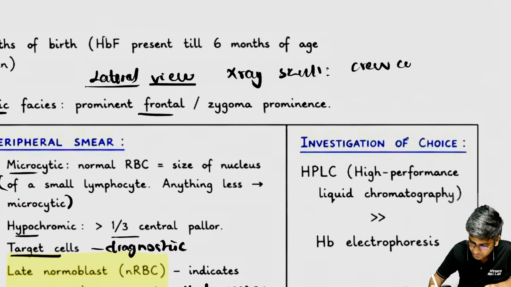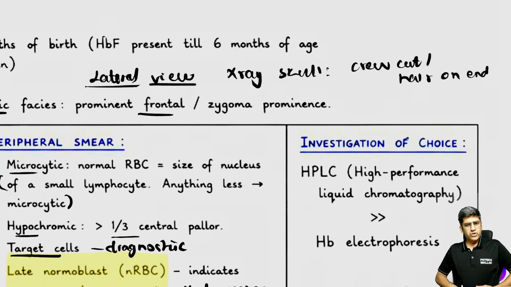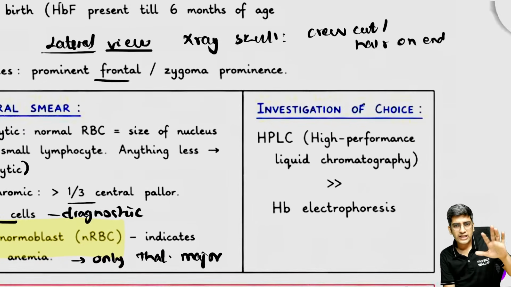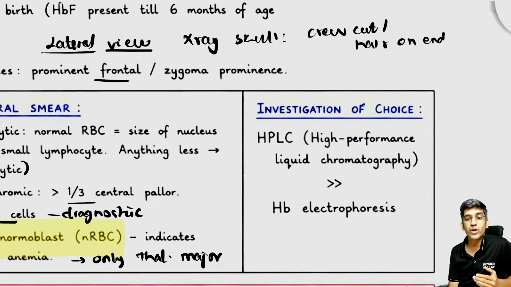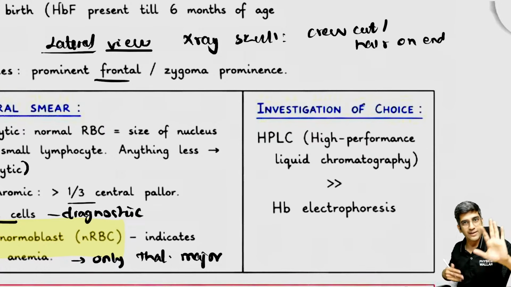Fine. Okay. Perfect. You guys said it's your crew cut appearance of skull or your hair on end appearance of skull. Okay. Investigation of choice is by default your HPLC, right? Walikar, you are right about Mentzer's index. I'm not commenting, but I don't want Mentzer's index because this is not a differential diagnosis for IDA. IDA is very unlikely to present at 3 months of age, 6 months of age. IDA will not go to 7 gram. Very, very, very unlikely. So I won't want Mentzer's index here. But you are absolutely right.